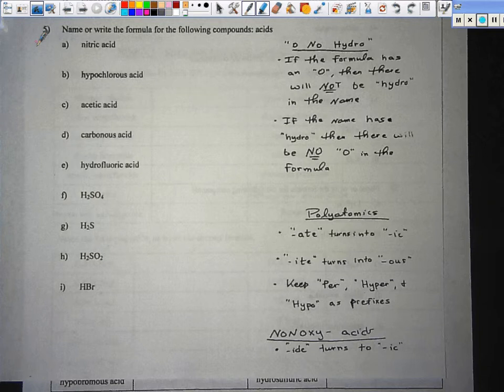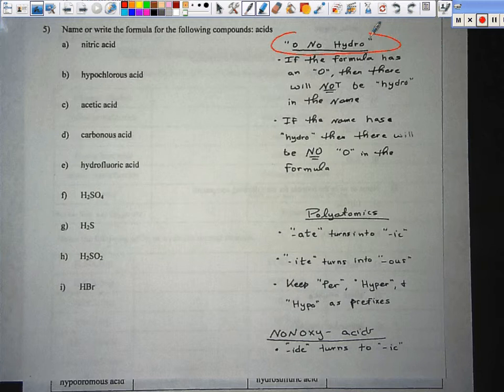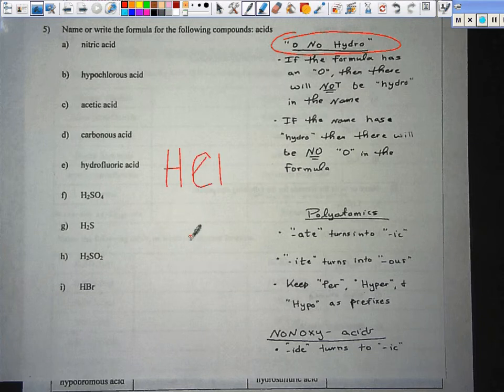So I've come up with this little phrase, and it has helped some people, and they've really grasped onto it, and it makes sense to them. And it's this little part right here. It's O, no hydro. Spencer, you said one a second ago. What did you say it was? Hydrochloric acid. So hydrochloric acid. Is there an O in this formula? No. Well, what does this say? If there is an O, there is no hydro.